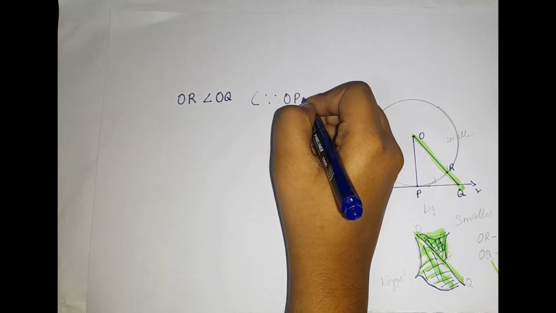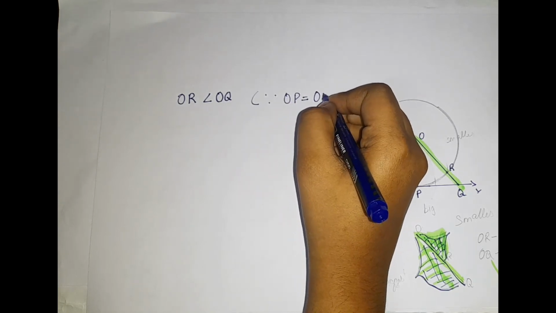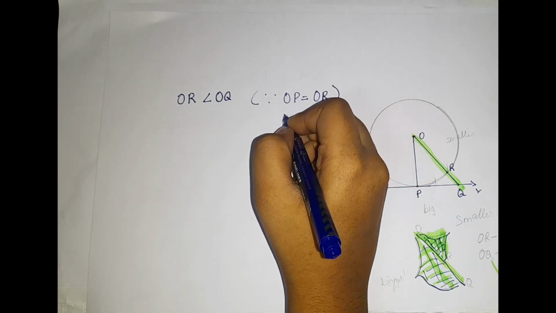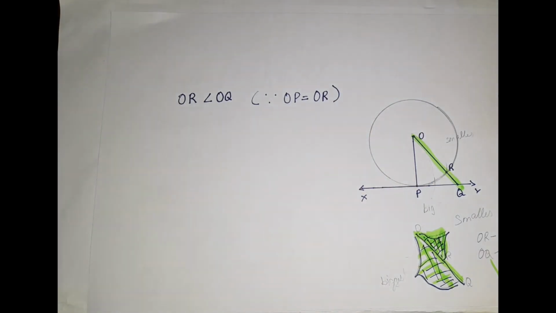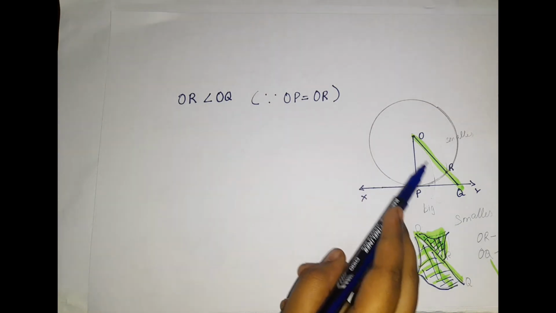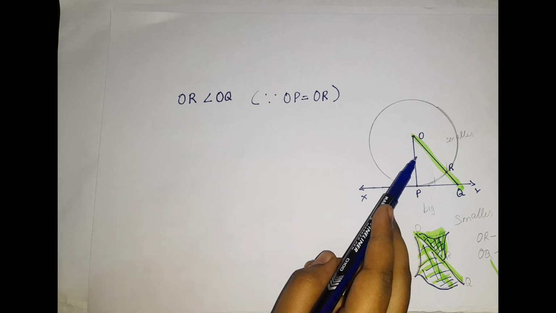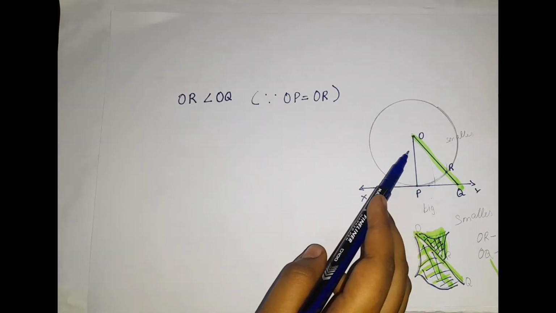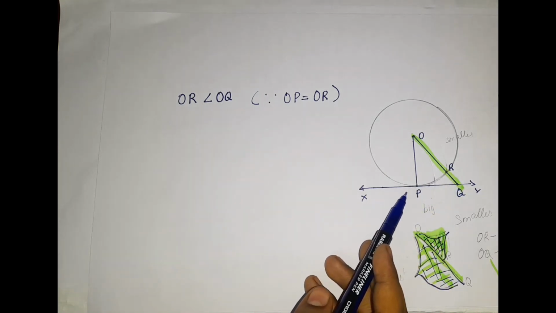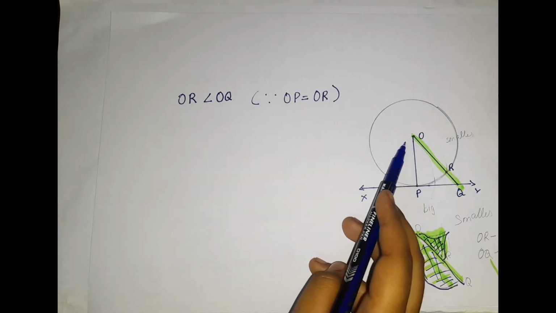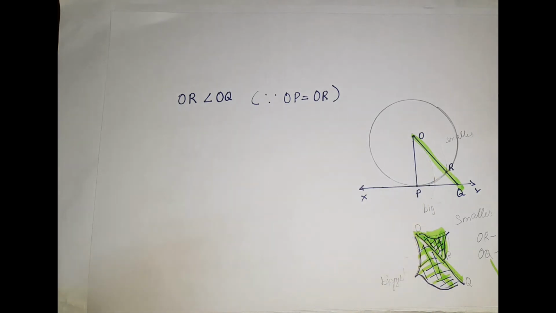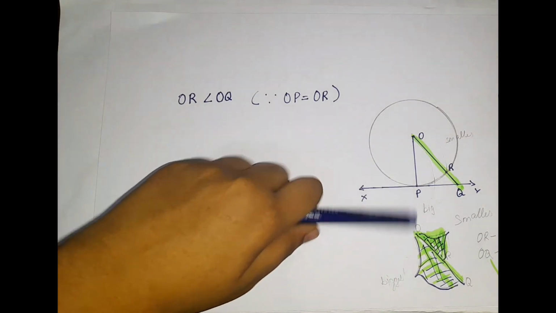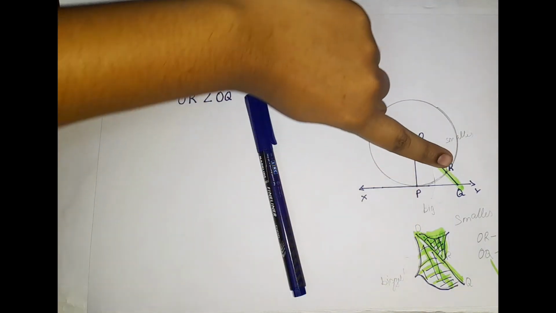Therefore, OP is equal to OR. Okay, so you guys might be wondering what it means. So this is OP and OR. Am I right? So OP is equal to OR. I mean, of course it is equal to OR. So you might be wondering how it is equal. So here we have OP and here we have OR. Both are the radius. Am I right? So this one is a radius and this one is also a radius.